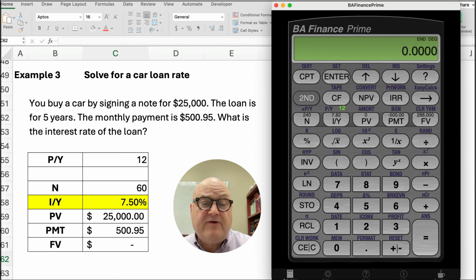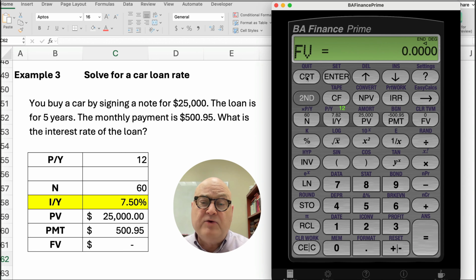So let's do the math on the calculator here. Now, this should be 12 periods per year. I've already have it set for 12 periods per year. Let's just check our work. Second function, periods per year, it's 12. If I don't have it, I'll put 12, enter, and then escape out of that, hitting clear twice. Now, the number of periods is going to be 60 months. 25,000 is going to be a positive present value. And then out of our pocket comes a payment of $500.95. That's going to be a negative payment. And then zero is my future value.